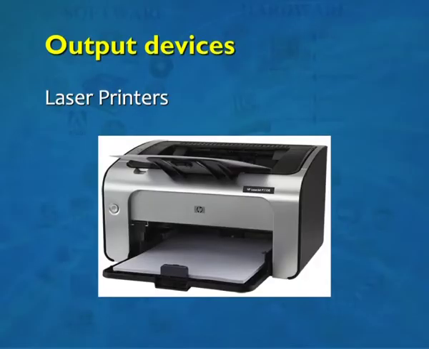Laser printers. Laser printers are page printers that print one page at a time. Laser printers produce quality output because they form characters by tiny ink particles. The most common laser printers have resolution of 600 dpi, that is dots per inch, whereas some high end laser printers have resolution of 1200 dpi.